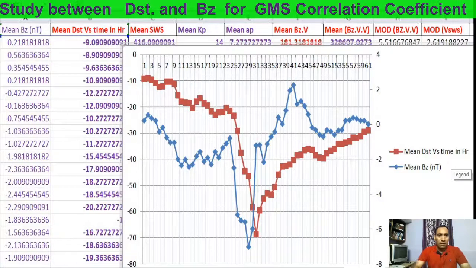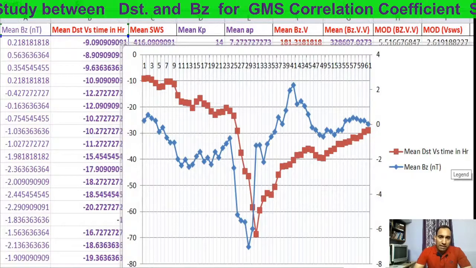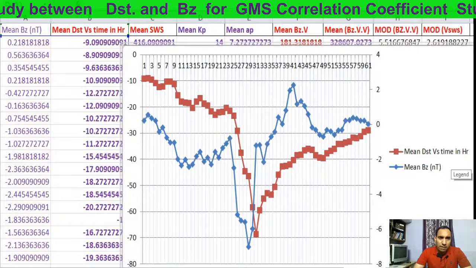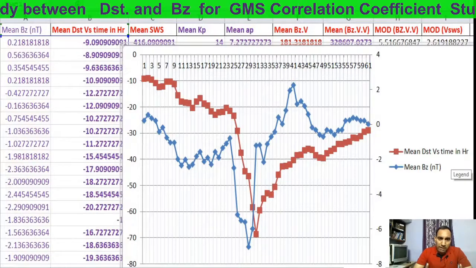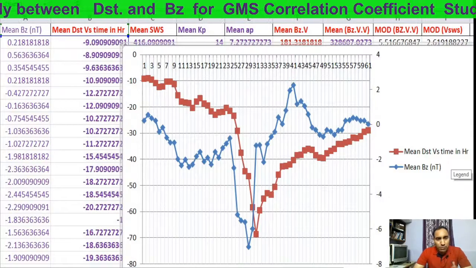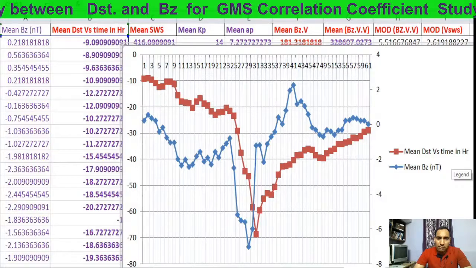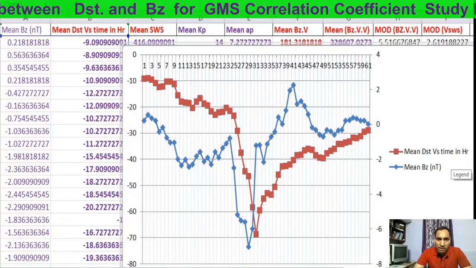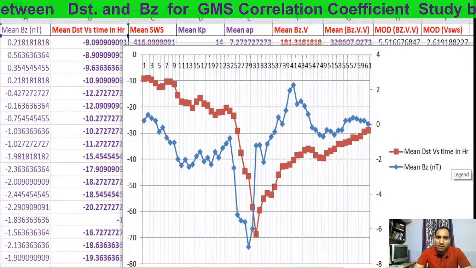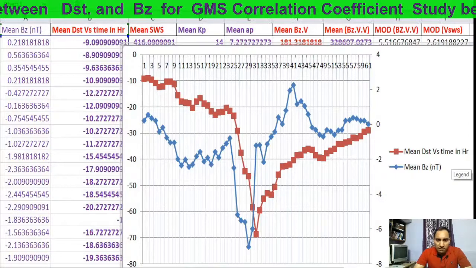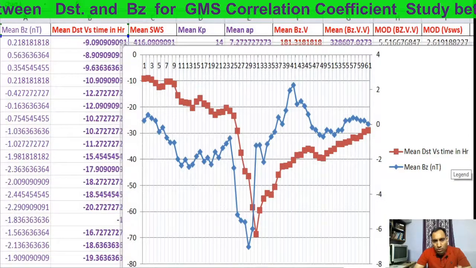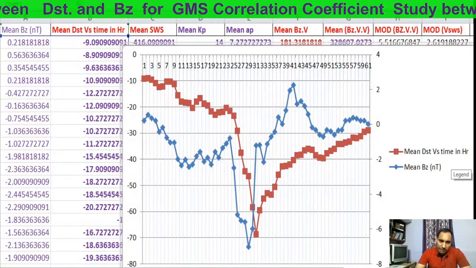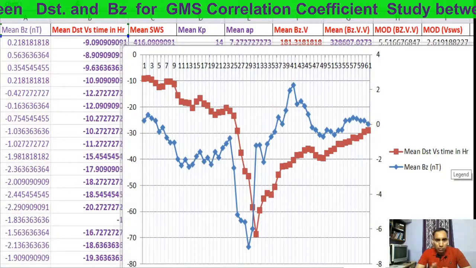आज हम कोरिलेशन कोफिशिएंट की स्टडी करने जा रहे हैं बिटवीन डिस्टर्बेंस स्टोर्म टाइम इंडेक्स of geomagnetospheric disturbance and the southern component of magnetic field of geomagnetic field of earth. And this study is particularly for geomagnetic storms which disturb the magnetic field. As a result, the Dst index goes down during the action phase of a geomagnetic storm, and then it recovers back to become normal.